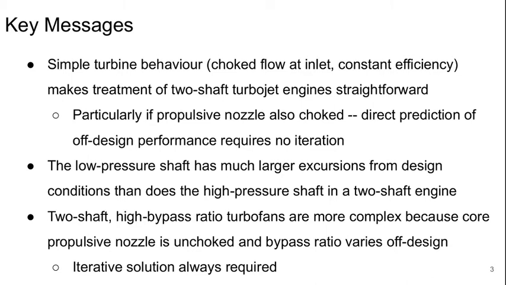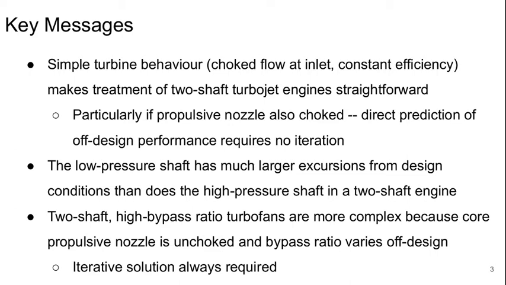The key takeaway messages from this lecture are that the simple turbine behavior, basically a choked flow at the turbine inlets and a constant efficiency, makes the treatment of a two-shaft turbojet engine pretty straightforward. Particularly if the propulsive nozzle is also choked, then a direct prediction of off-design performance is possible and doesn't require any kind of iterative procedure.